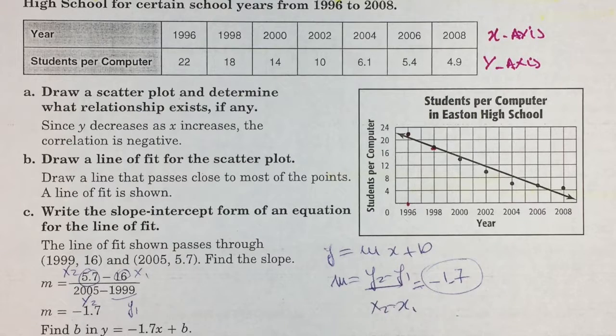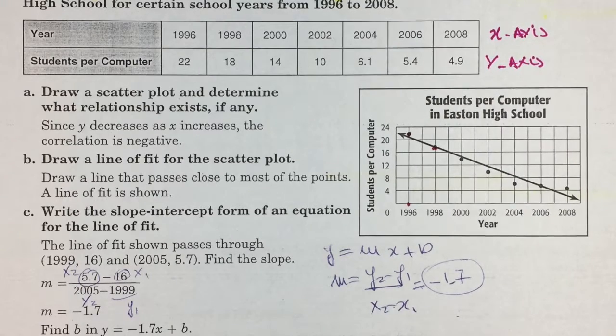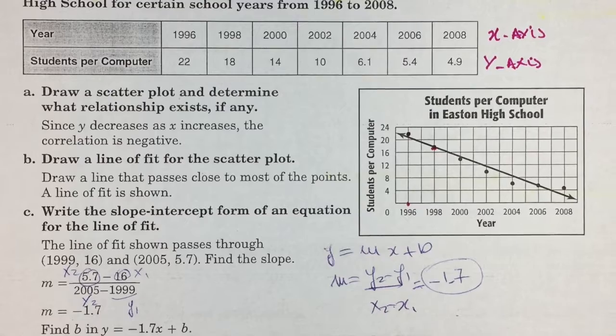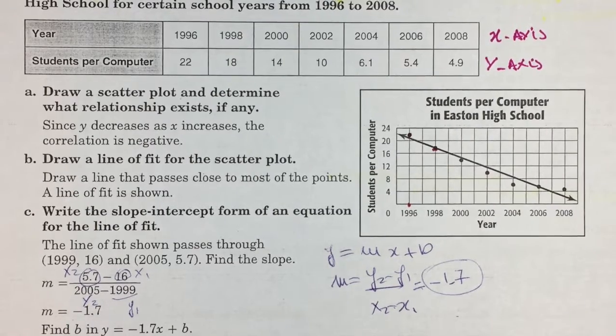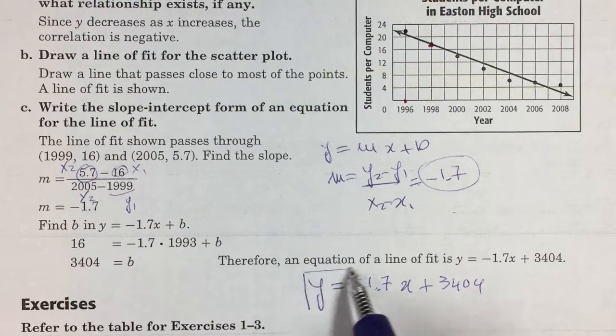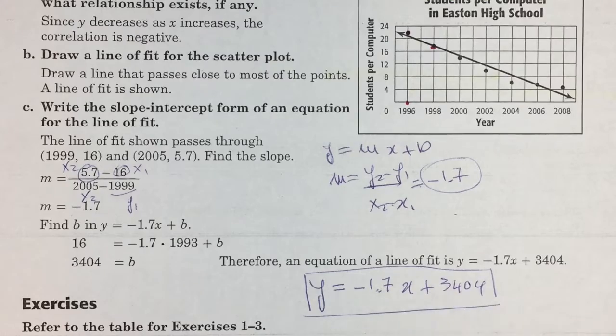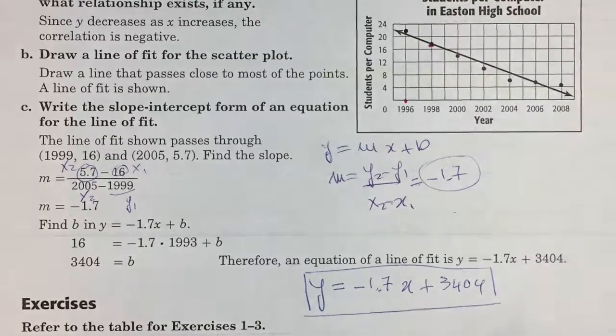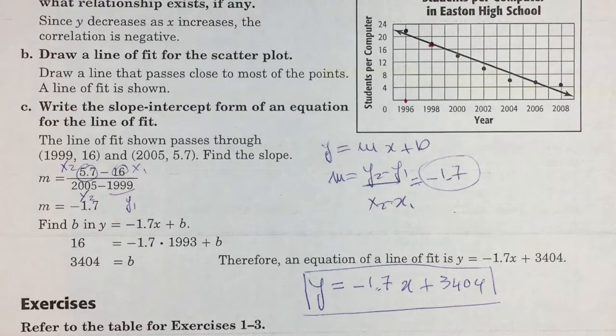Then in this equation, I'm going to replace the values I have. y equals m, negative 1.7, times x, plus my b, that now is 3404. And this is going to be my line, the equation of the line passing through all these points, or the equation of my line of fit.